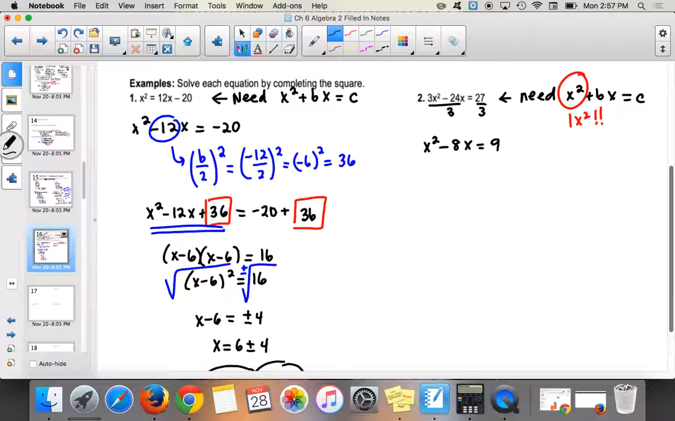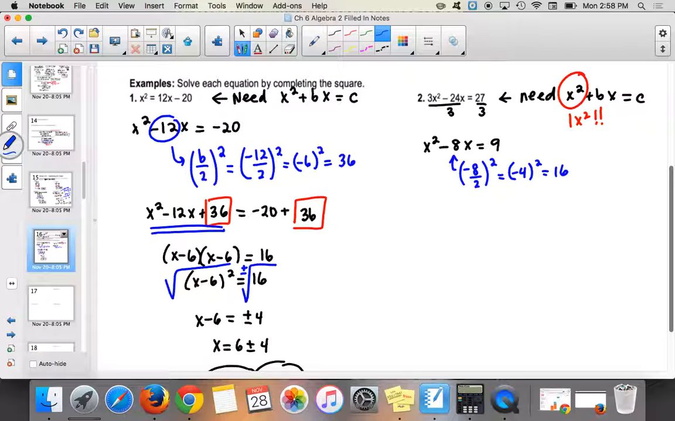I believe this is another one that would actually work with factoring. But all right, so let's do our completing the square method. So we're going to do our b divided by 2 squared. So we're going to take that negative 8, divide it by 2, and square it. So what do I get when I do that? 16. Do you guys see it? So it was negative 4 squared is 16.